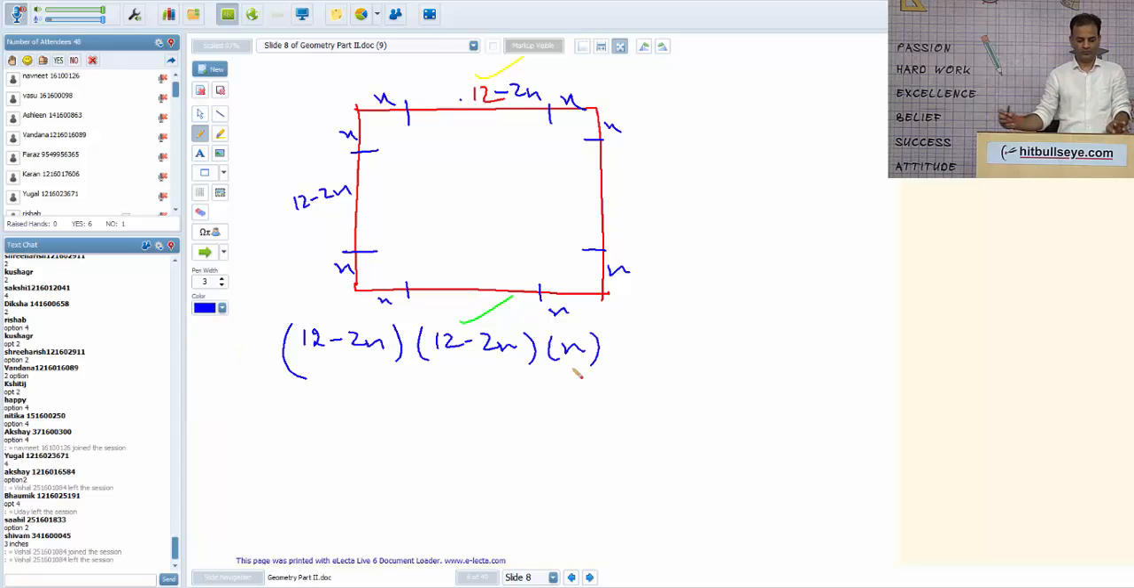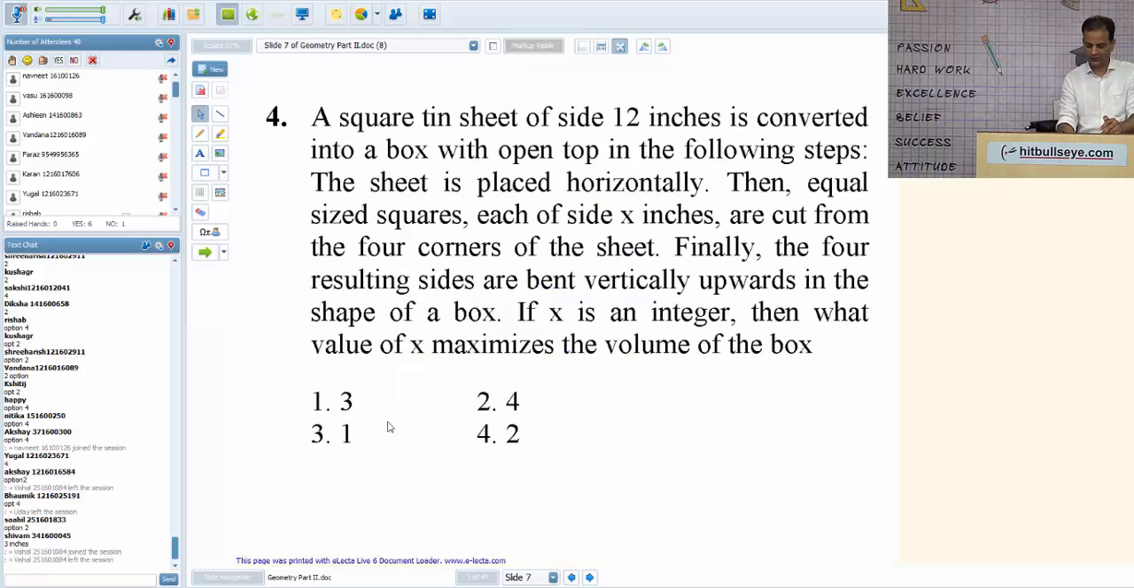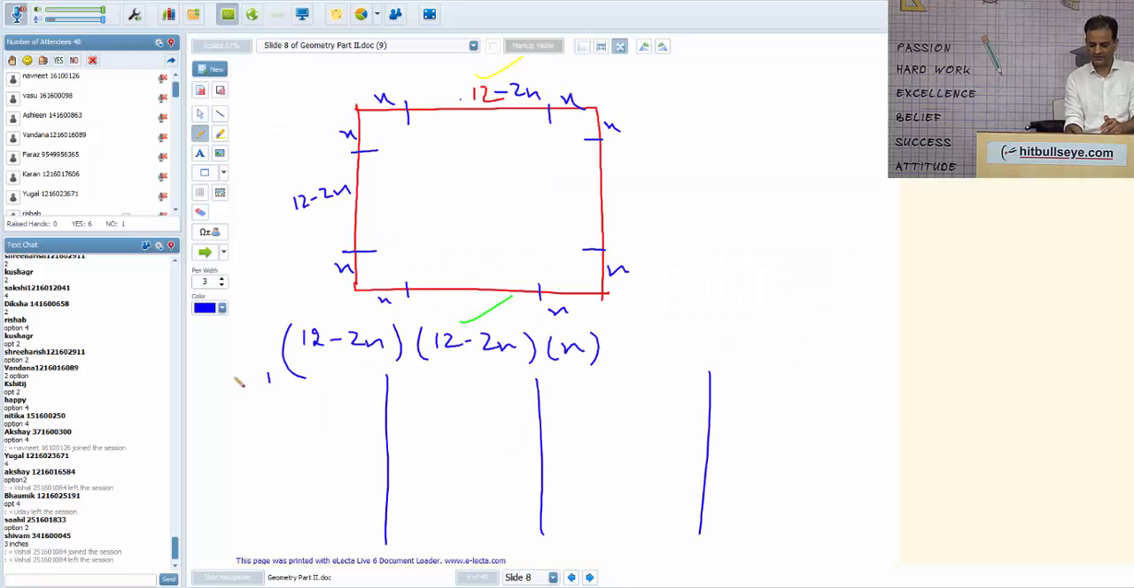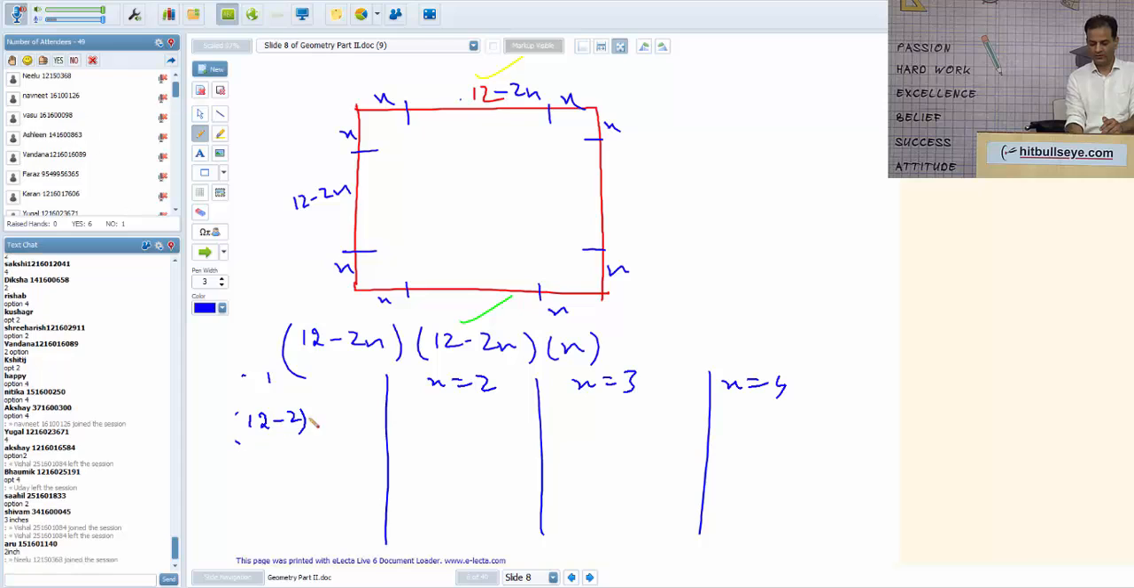So can you find the volume by putting in values? No, Shivam, not 3 inches. Now you can see choices are given, 1, 2, 3, 4. So when x is 1, when x is 2, x is 3, and x is 4, you can put x here in 12 minus 2x.